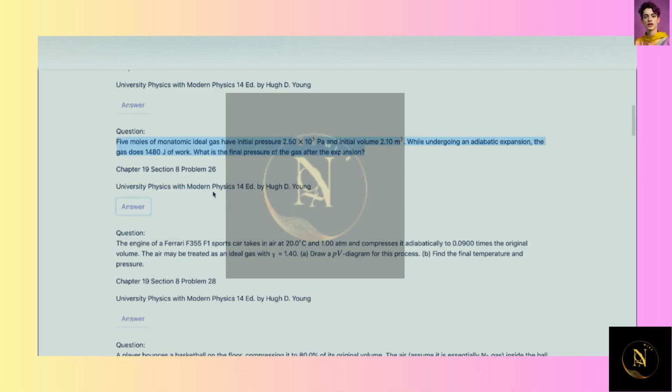5 moles of a monatomic ideal gas have an initial pressure of 2.5 times 10 to the 3 pascals and an initial volume of 2.1 meter cubed. While undergoing an adiabatic expansion, the gas does 1,480 joules of work. What is the final pressure of the gas after the expansion?